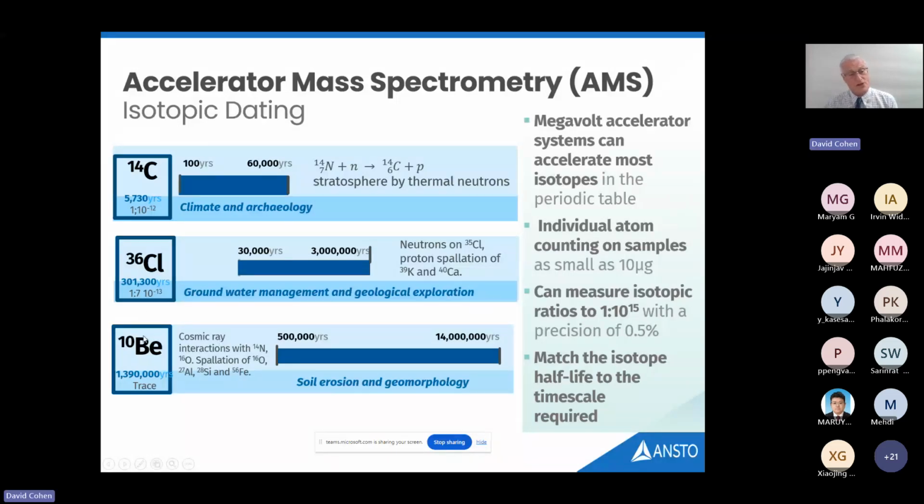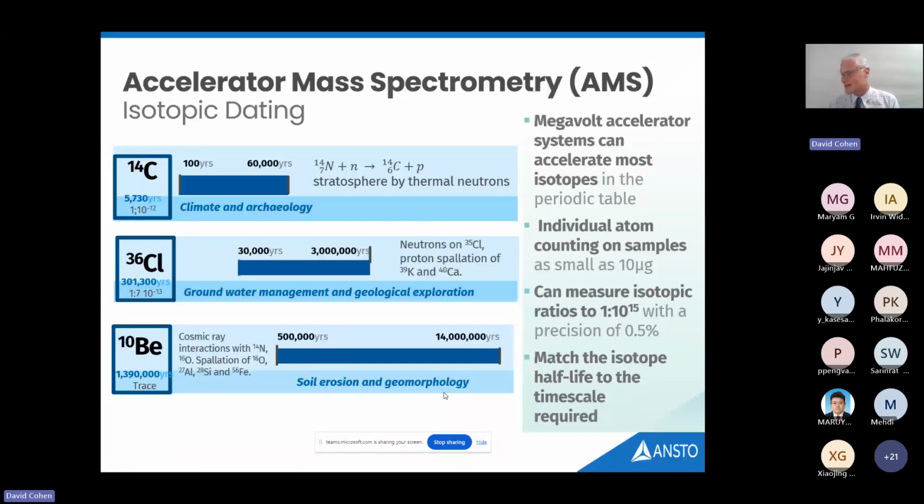If you look at the third one I've got here, it's beryllium-10. It's a cosmogenic isotope. It's got a half-life of 1.4 million years. So we go out 10 half-lives to 14 million years. So with just these three isotopes, we can scan everything from the present out to 14 million years. We can look at climate change and archaeology. We can look at groundwater management, geological exploration, soil erosion, and geomorphology. So that's quite a broad range of different things with just three isotopes.